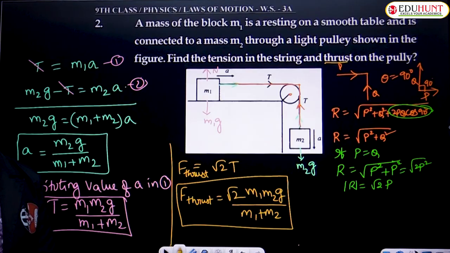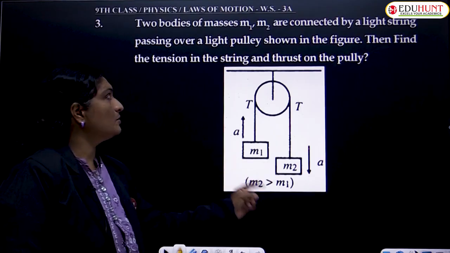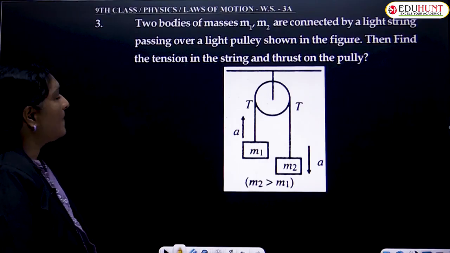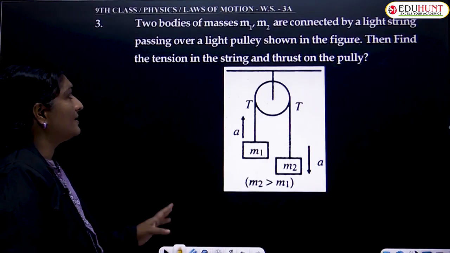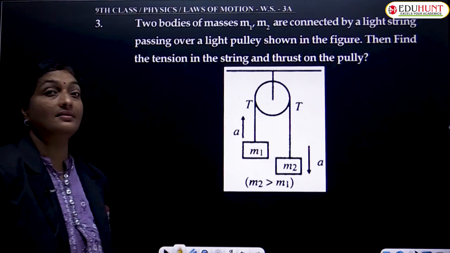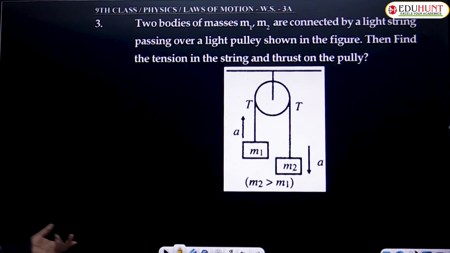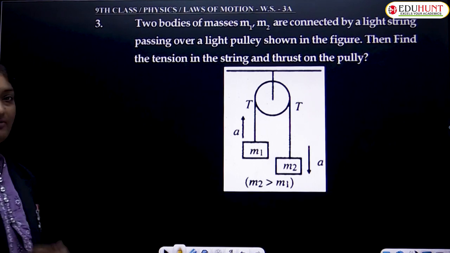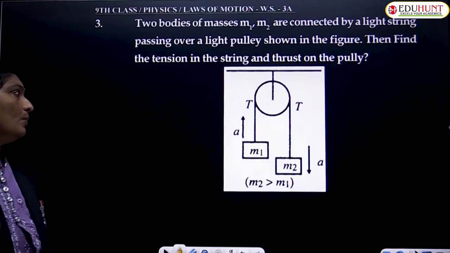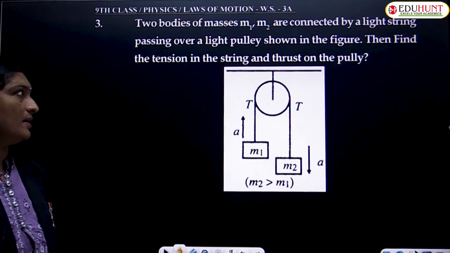So I'll be moving to the next numerical, that is numerical number 3. Two bodies of masses M1 and M2 are connected by a light string passing over a light pulley as shown in the figure. Then you are asked to find the tension in the string and again the thrust on the pulley. So similar to the previous model, first of all let us write the equations of motion, then we'll find the value of acceleration and then tension and then finally the thrust.